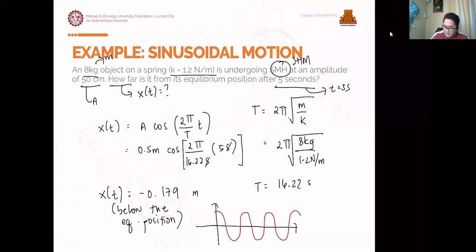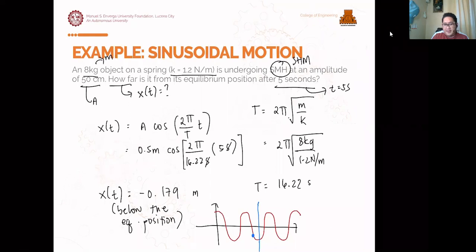Okay? So, sabihin natin, halimbawa, ito yung 5-second mark, no? So, halimbawa, andito siya sa part na to. Okay? Okay ba tayo doon?